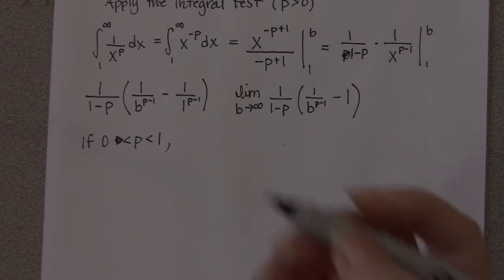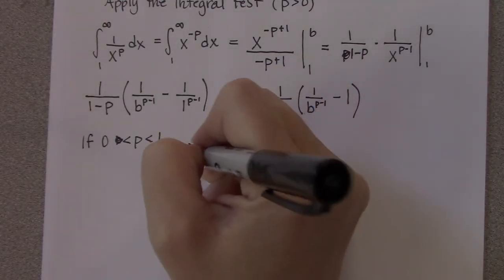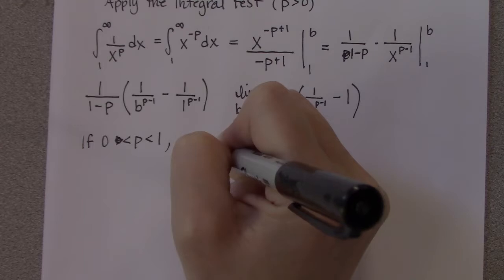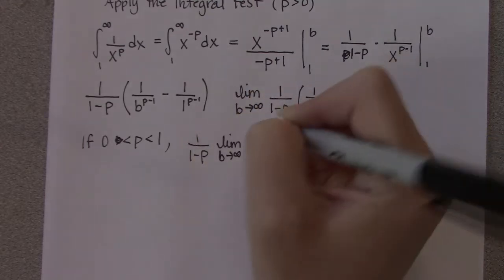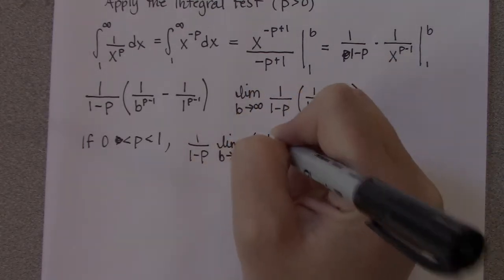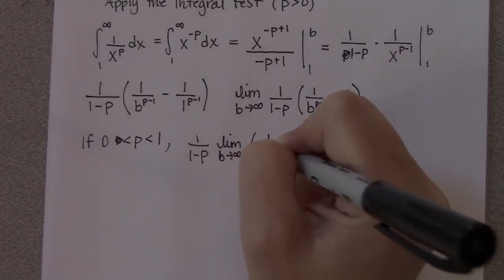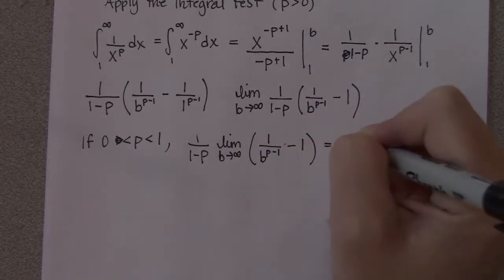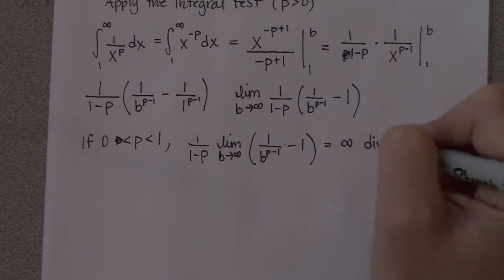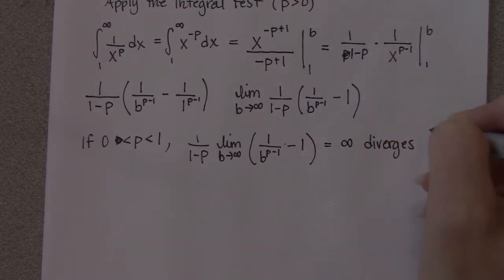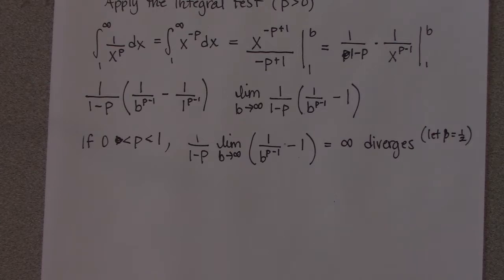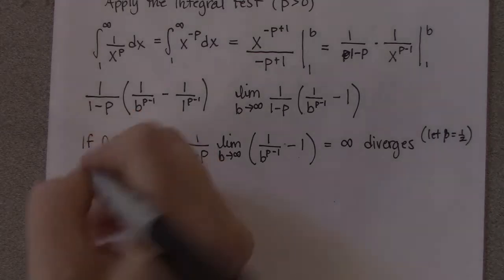Infinity. So 1 over 1 minus p times the limit as b goes to infinity equals infinity, and this thing diverges. So just think about it, let p be 1/2 and see what happens, right? If you actually plug in a real number, you'll see it jumps back to the numerator and you get infinity, all right?